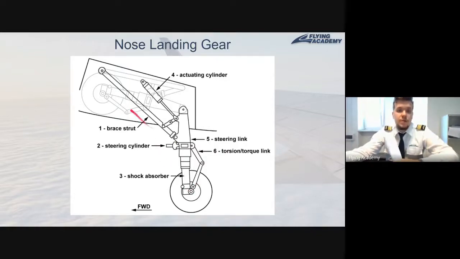But generally, again, we have a brace strut, the element which prevents longitudinal motion of our landing gear. We have a hydraulic cylinder which will be responsible for retraction and extension of the gear, and we will have an over-center mechanism on the landing gear.